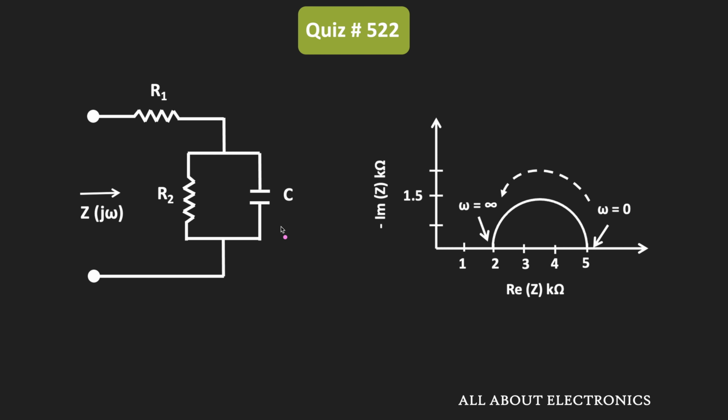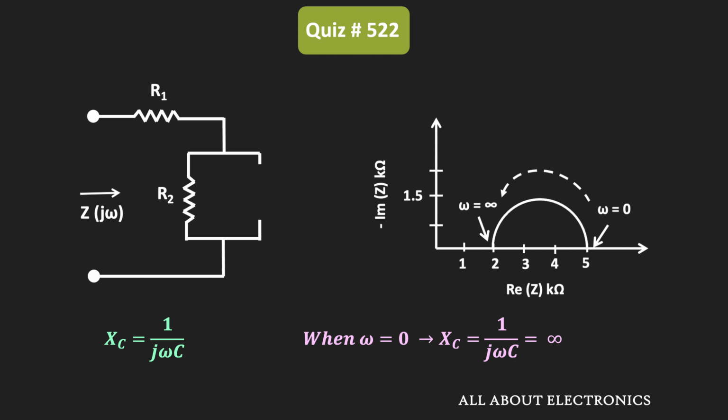If you observe this circuit, the only reactive component is the capacitor. And we know that the reactance of the capacitance can be given as 1 divided by j omega C. So whenever omega is equal to 0, at that time Xc will be equal to infinite, and during that time this capacitor will act as an open circuit. So at that time, the impedance of the given circuit is nothing but R1 plus R2. Or in other words, whenever omega is equal to 0, the impedance of the circuit will be purely resistive.